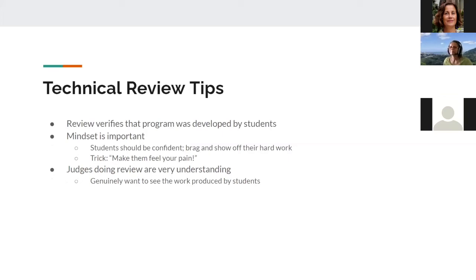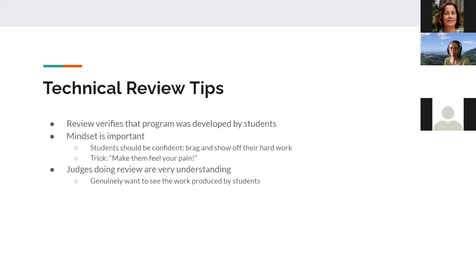All right, now, technical review tips, a little bit more. The review verifies that this was developed by students. So they're going to ask your students questions, right, about who wrote this, how did this get written, what did the previous iteration look like, because they want to verify that the students actually did the work themselves, right? Now, this is absolutely second nature to people if you genuinely were a part of the entire process, right? So tell them don't stress out about that.